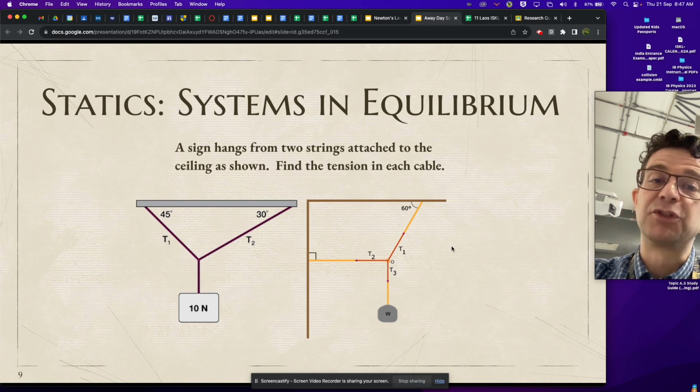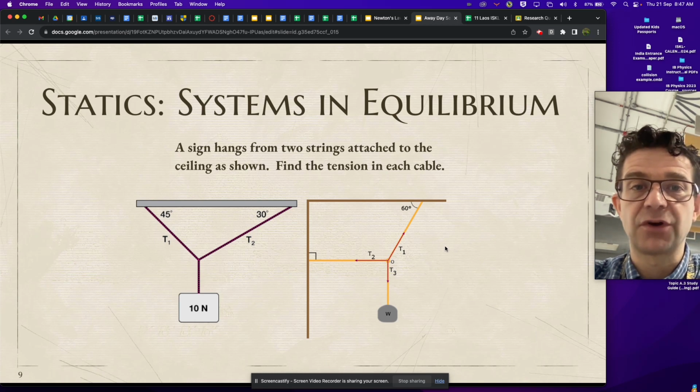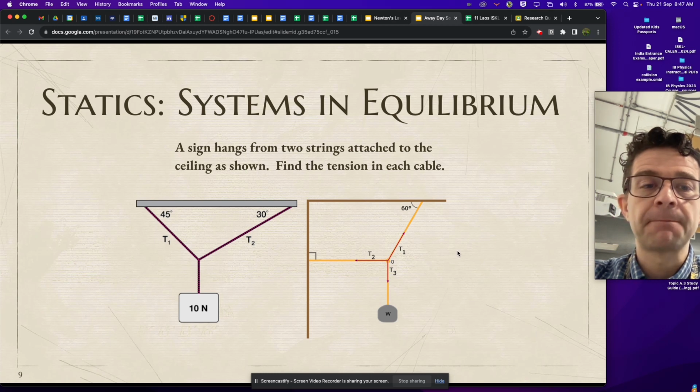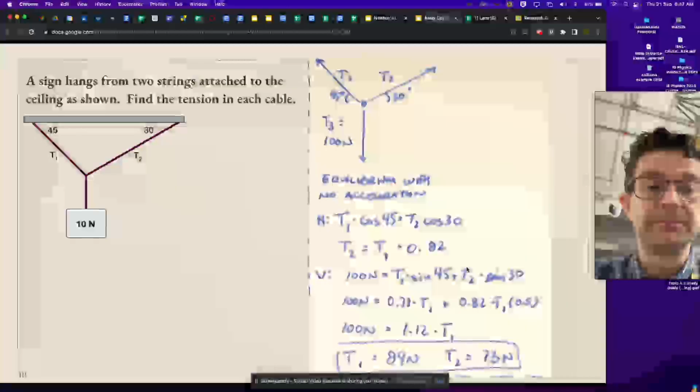Okay. I'm trusting that you have now worked or attempted to work these problems, or at least gotten stuck drawing the free body diagram and labeling it. I'm going to go through solutions now.